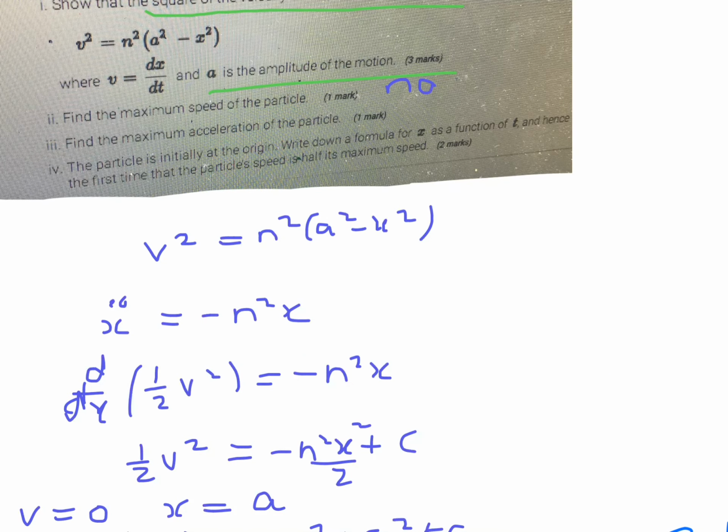Maximum speed is na. The maximum acceleration is n squared a. And it should actually be plus or minus, because it can happen at either end of the oscillation.